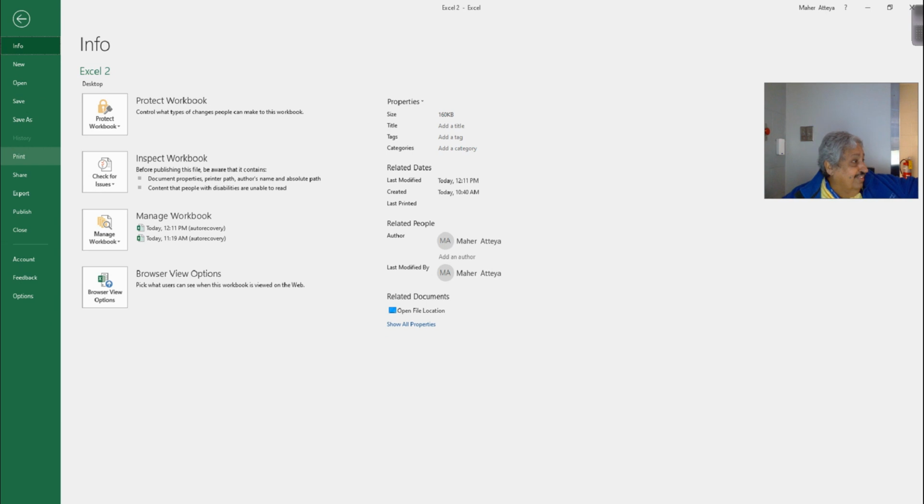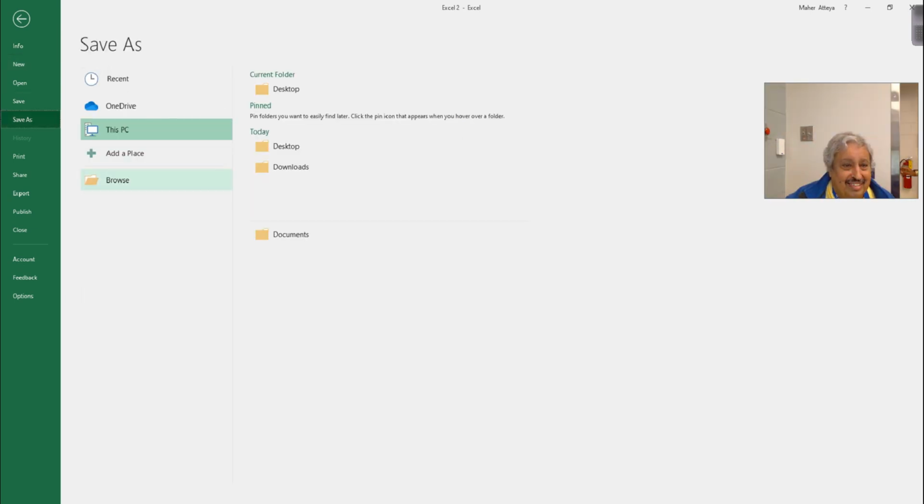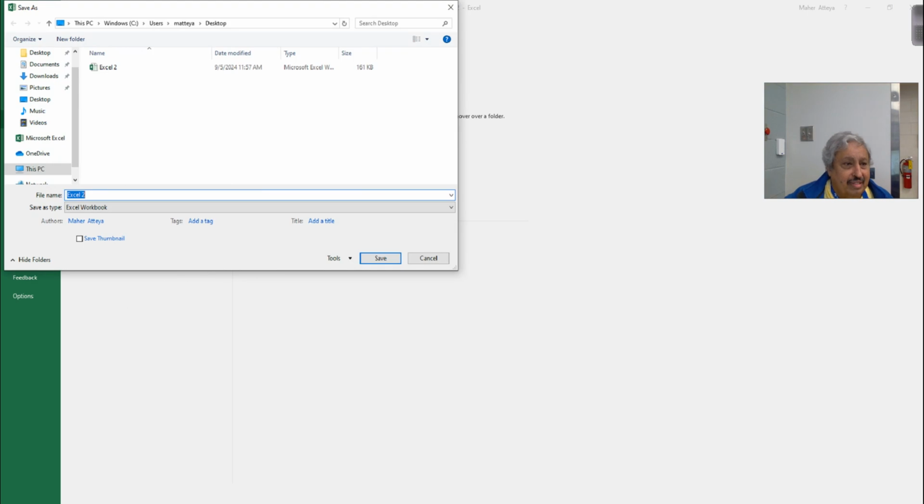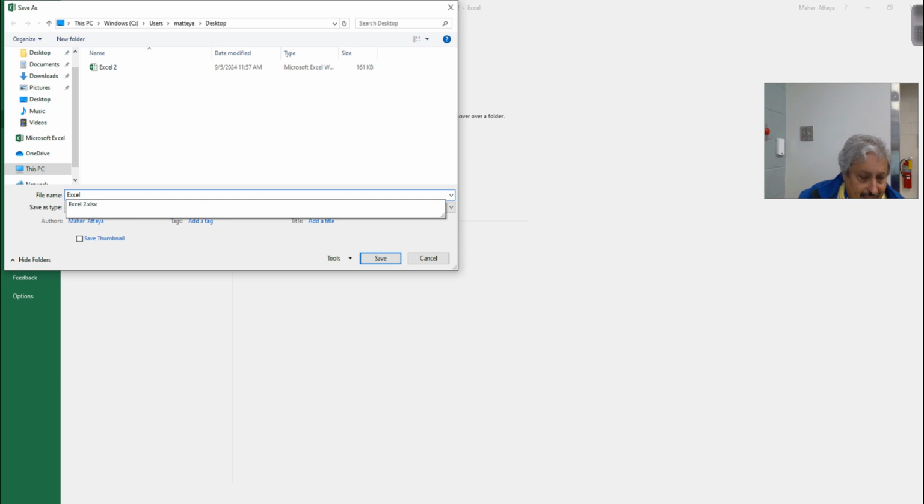Save it as now. Turn on the light because I can't see. My goodness, that's a punishment today. Save as. Yeah, I can't see. My goodness. So desktop, Excel project, what do we call it, Excel project. Done. At the lab.